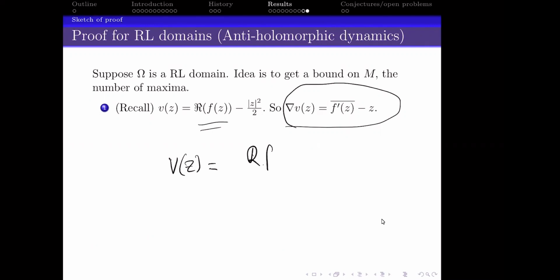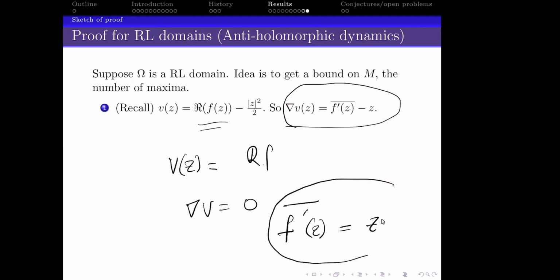So what you have to solve is gradient of v equal to 0. That's the equation for critical points. That means you have to solve f prime of z bar equal to z. You see that this is a fixed point problem, even for students in real analysis, which I will do next week. But it's not quite a holomorphic fixed point problem.